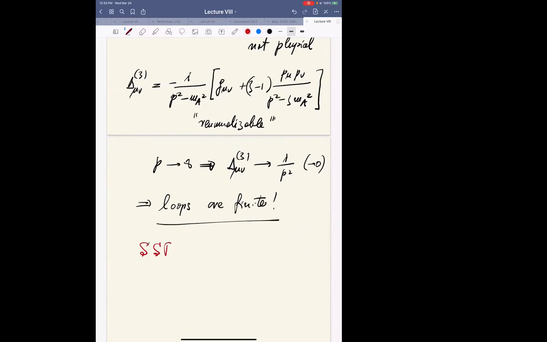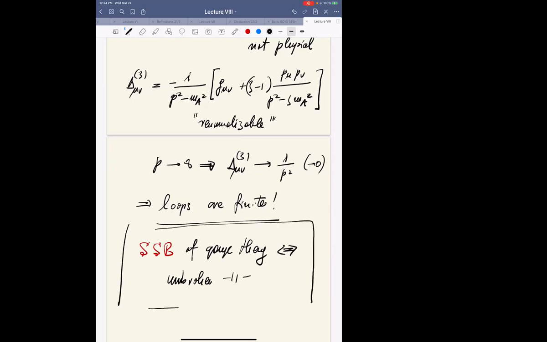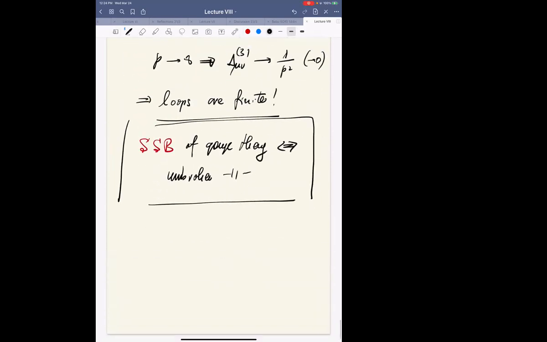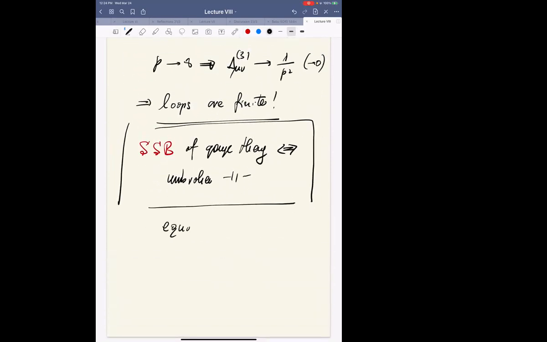Spontaneous symmetry breaking of a gauge theory is equivalent to the unbroken gauge theory when it comes to being renormalizable. Of course, the broken one has a massive gauge field, this one unbroken, but they are equally good. We call them renormalizable. Renormalizable means good. You can compute.